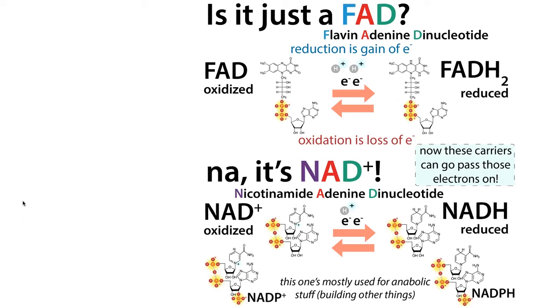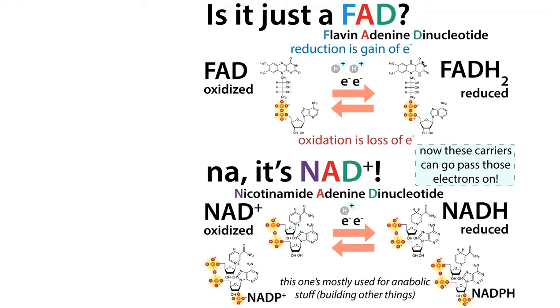We saw a couple electron carriers when we talked about glycolysis and our citric acid cycle. These were going to be FAD and NAD. And then we also discussed NADP plus, which was going to be used primarily for anabolic things. But our FAD, flavin adenine dinucleotide, and our NAD, nicotinamide adenine dinucleotide, we saw that in glycolysis, we reduced NAD plus to give us NADH. And then in our citric acid cycle, we reduced FAD to give us FADH2.